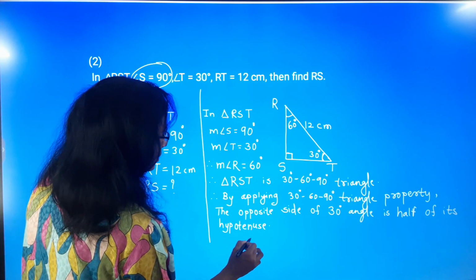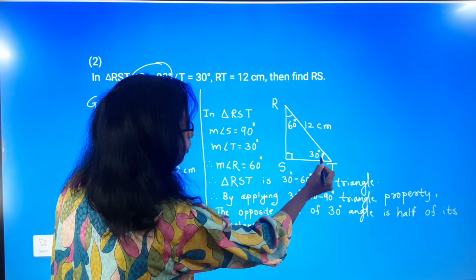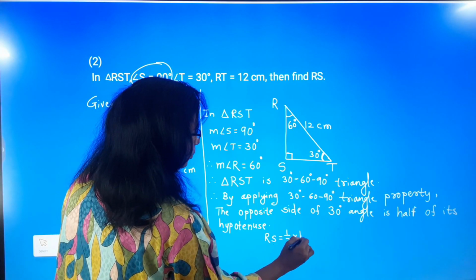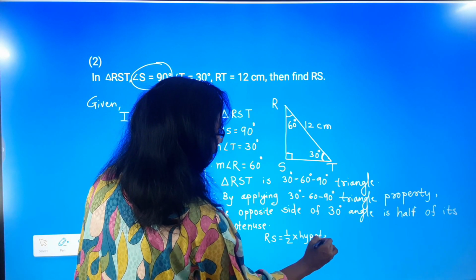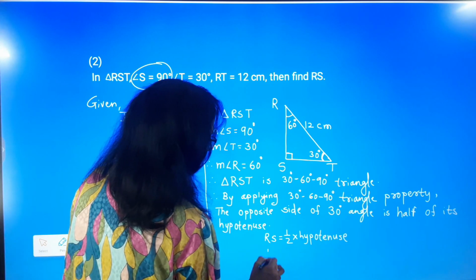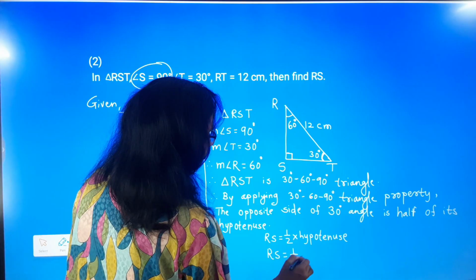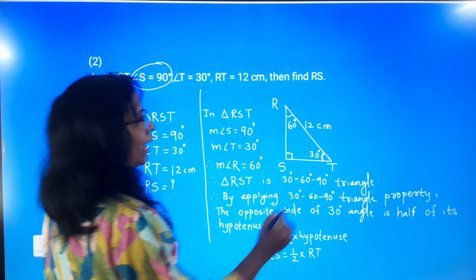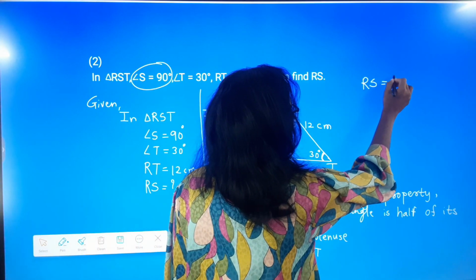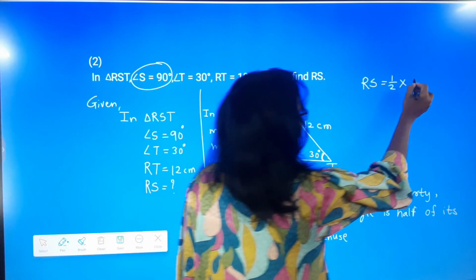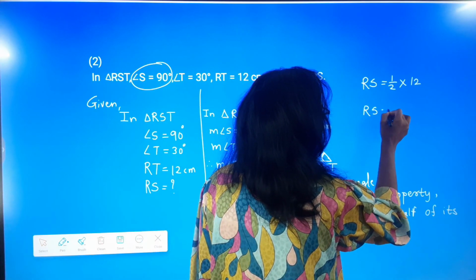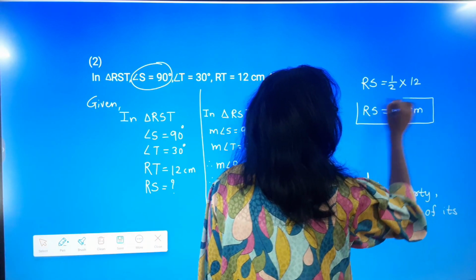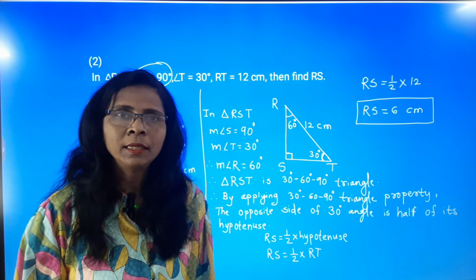So therefore, students, the side opposite to the 30 degree angle is RS. So RS is equal to half of the hypotenuse. That means RS is equal to one half multiplied by the hypotenuse, which is RT. So here RS is equal to 1 upon 2 multiplied by 12. So now RS is equal to half of 12, that means 6. So RS is equal to 6 centimeter.